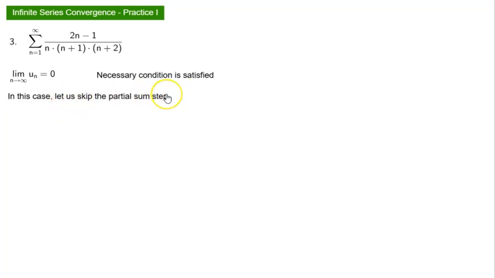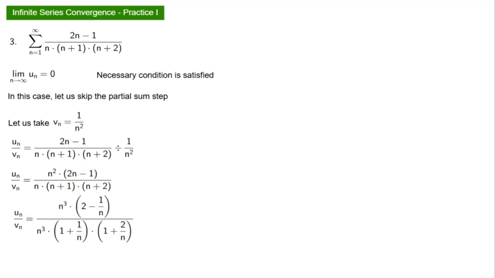Now let's skip the partial sum step. It looks as if it's going to be problematic. So let's skip it. Now let us take the P series 1 by n square. Now why 1 by n square? Again, same reason. We had 1 by n square. Let's take the ratio. U sub n by V sub n is equal to 2n minus 1 by n times n plus 1 times n plus 2 divided by 1 by n square.